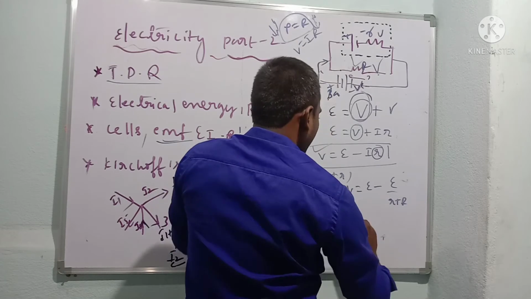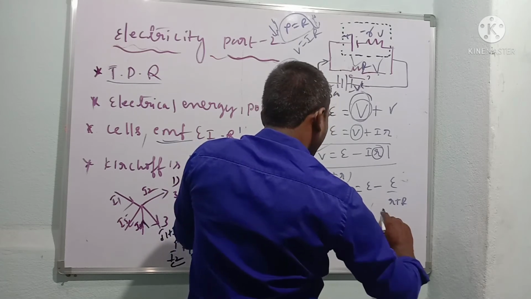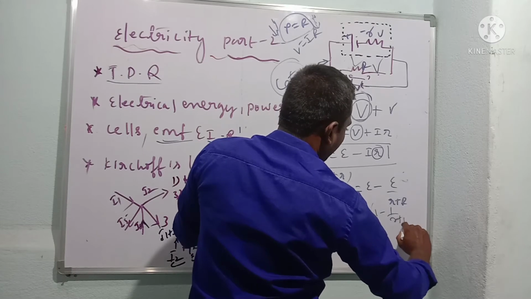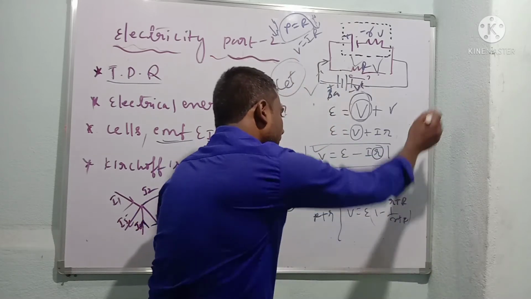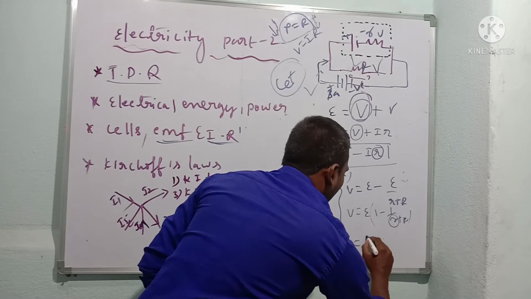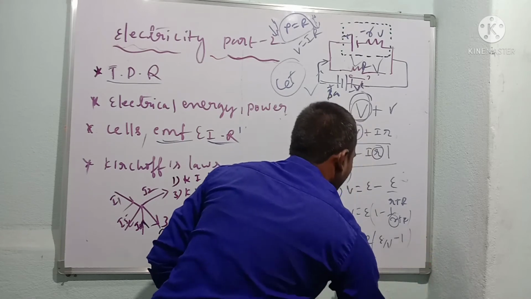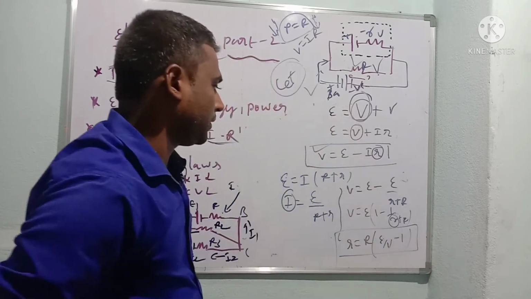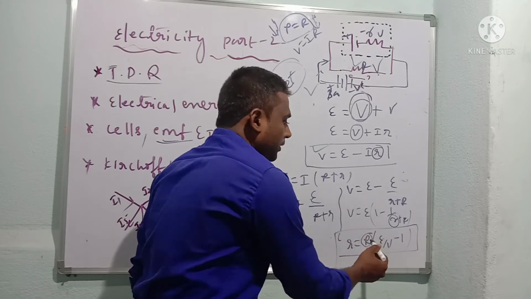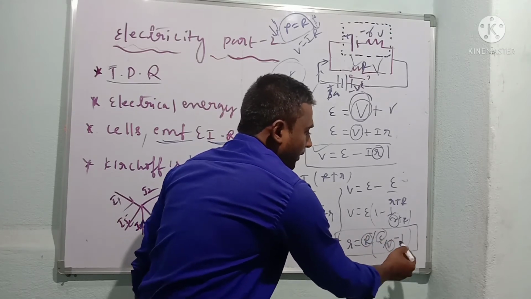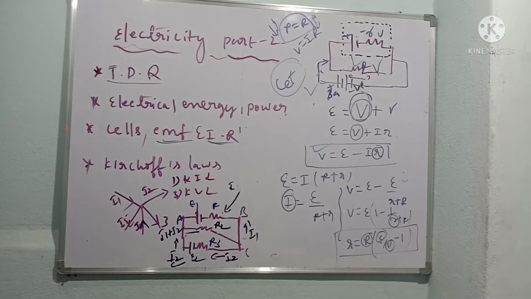So we can write V is equal to E into 1 minus 1 by R plus r. If you simplify, you get that the internal resistance r is equal to R into (E by V minus 1). So this is the expression for internal resistance, where R is the total resistance in the resistor, E is the electromotive force, and V is the potential difference. Please note down. This is the expression for internal resistance, and we got terminal potential difference and current in terms of internal resistance and resistance.